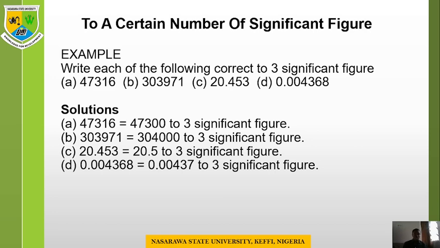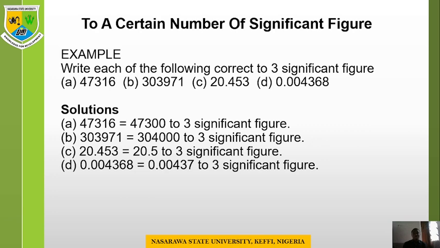The next one, which is B, 303971 to 3 significant figures. In this case, the first 0 is a significant figure because it is in between two non-zero digits. Now, the digits to become 0 will begin from 9, 7, and 1. Alright, 9 is above 5, so it will round up to become 1, and we add it to the 3 before it, and the 3 will now give us 4. That is how we got 304,000. This is to 3 significant figures.